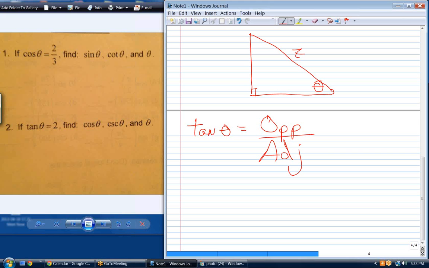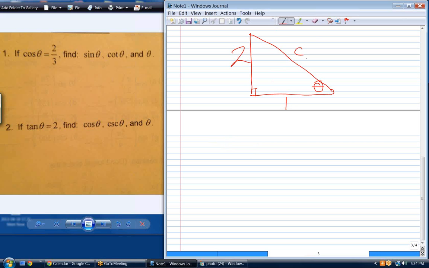So if the tan of theta is equal to 2, how does that help me dimension the triangle? It means that the opposite's going to be 2, and then the adjacent's going to be 1. Now what's z? It'd just be 2, wouldn't it? Also. No, figure out based on the formula.